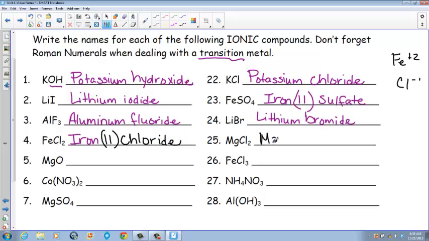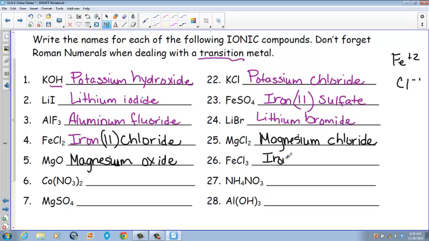Here we have magnesium, and then again chloride. We don't use Roman numerals unless it is a transition metal. The next one, again we have magnesium. Oxide.